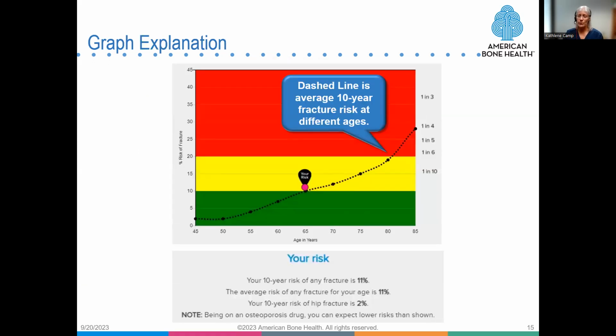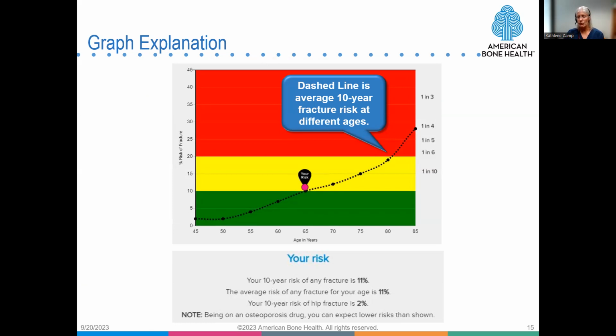So we've just run through how to take the calculator. Now how do you make sense of it all? Based on your answers to the fracture risk calculator questions, the calculator uses previous research and a large database to create an individual risk assessment.